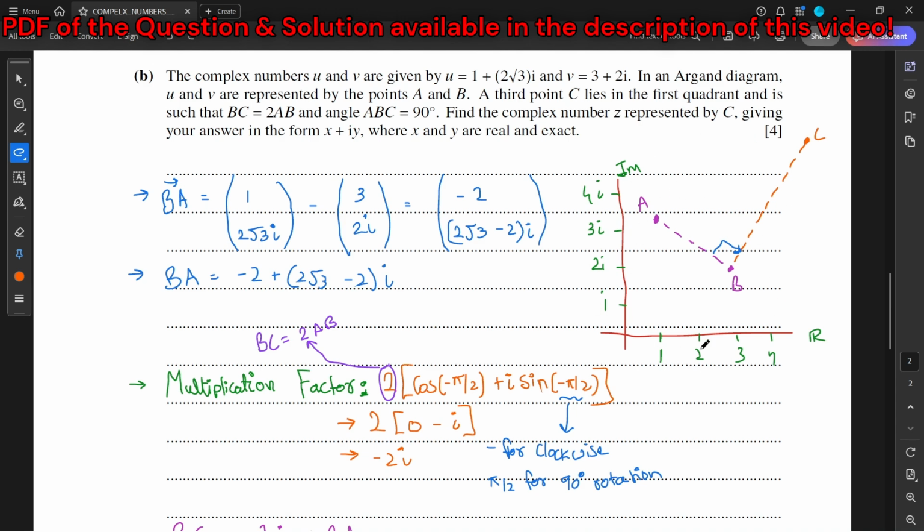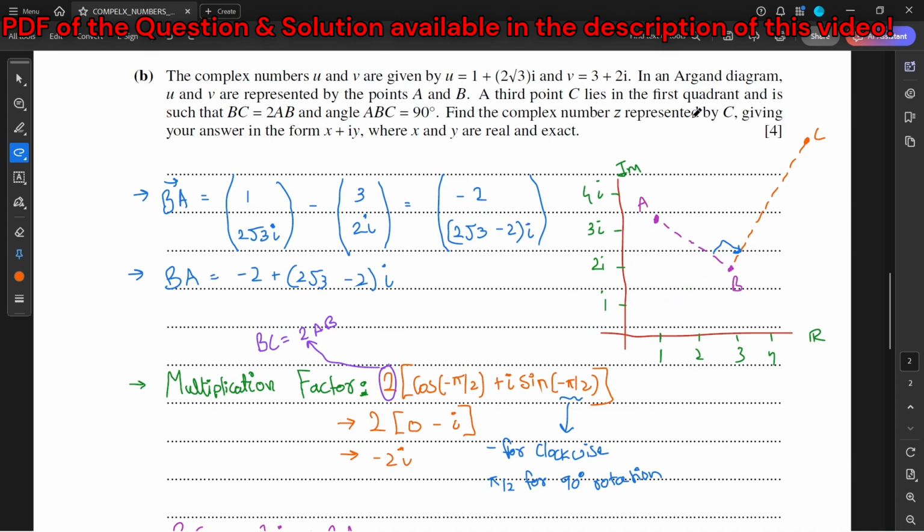Argand diagram over here. I have plotted my points A and B because I know that my A point is 1 plus 2 root 3i, so that is 1 and 2 root 3i over there. So basically, this is my complex number U. Similarly, 3 plus 2i is over here, that's my complex number V.